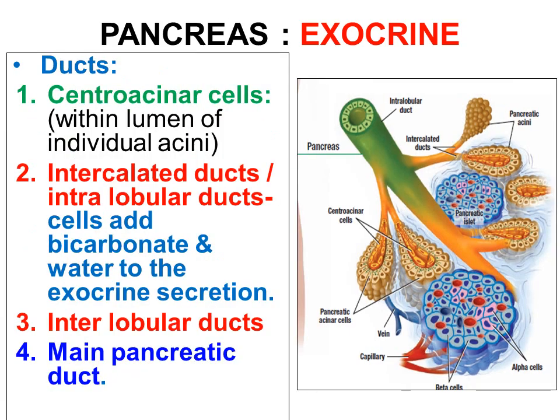Now, if we come to the duct system of the exocrine part, we have the intercalated duct or the intralobular duct, which are adding the bicarbonate and water to the exocrine secretory part. Then we have the interlobular duct and the main pancreatic duct.